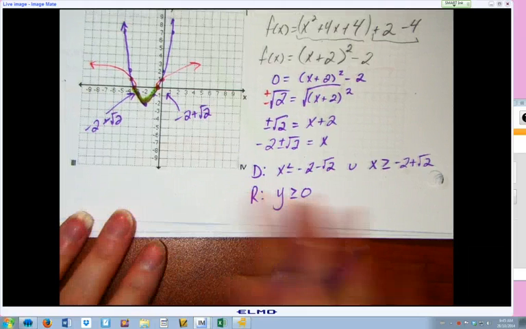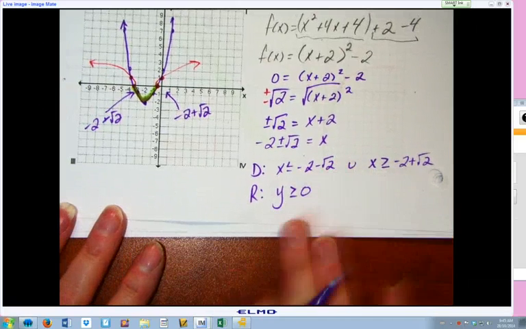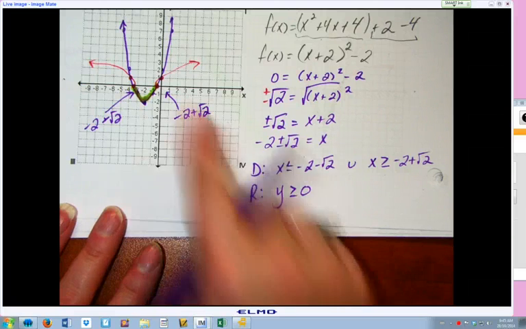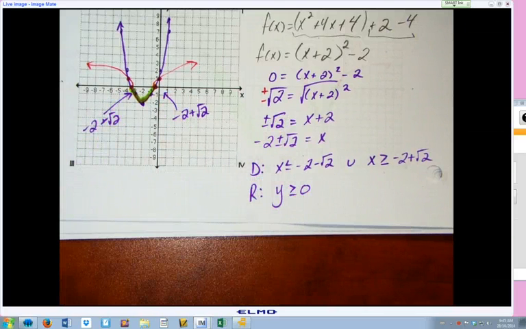Thank you. We're good with the range? Why did we have two pieces to the domain, but we only have one piece to the range? Because the two pieces have the exact same range, so we only need to write it once.